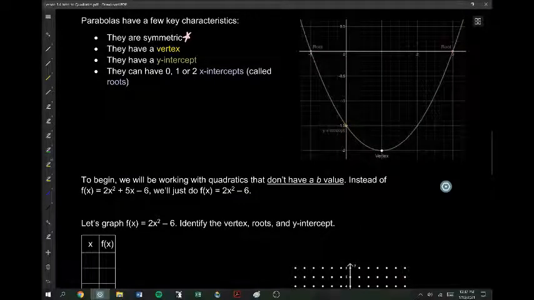Additionally, every parabola has a y-intercept. We'll see the y-intercept is actually quite easy to find. Finally, a parabola can have 0, 1, or 2 x-intercepts. X-intercepts are where your graph crosses the x-axis, and those are called roots.